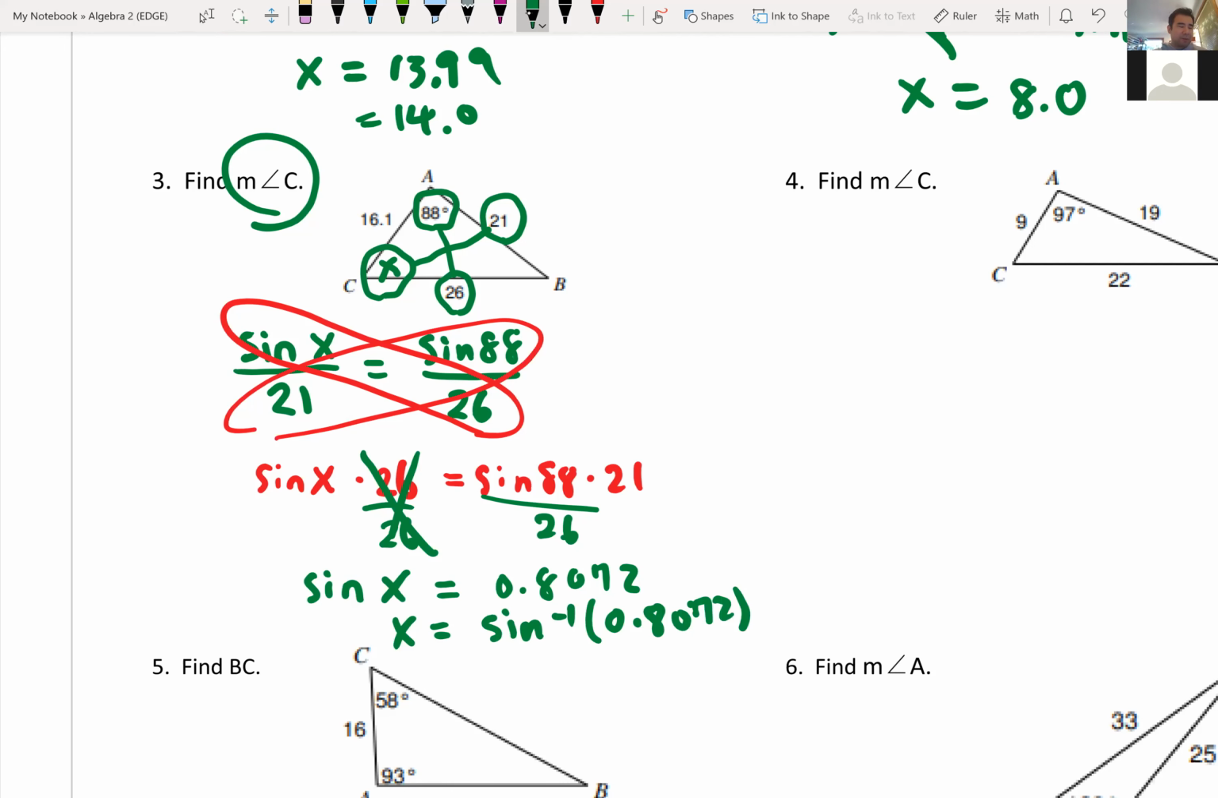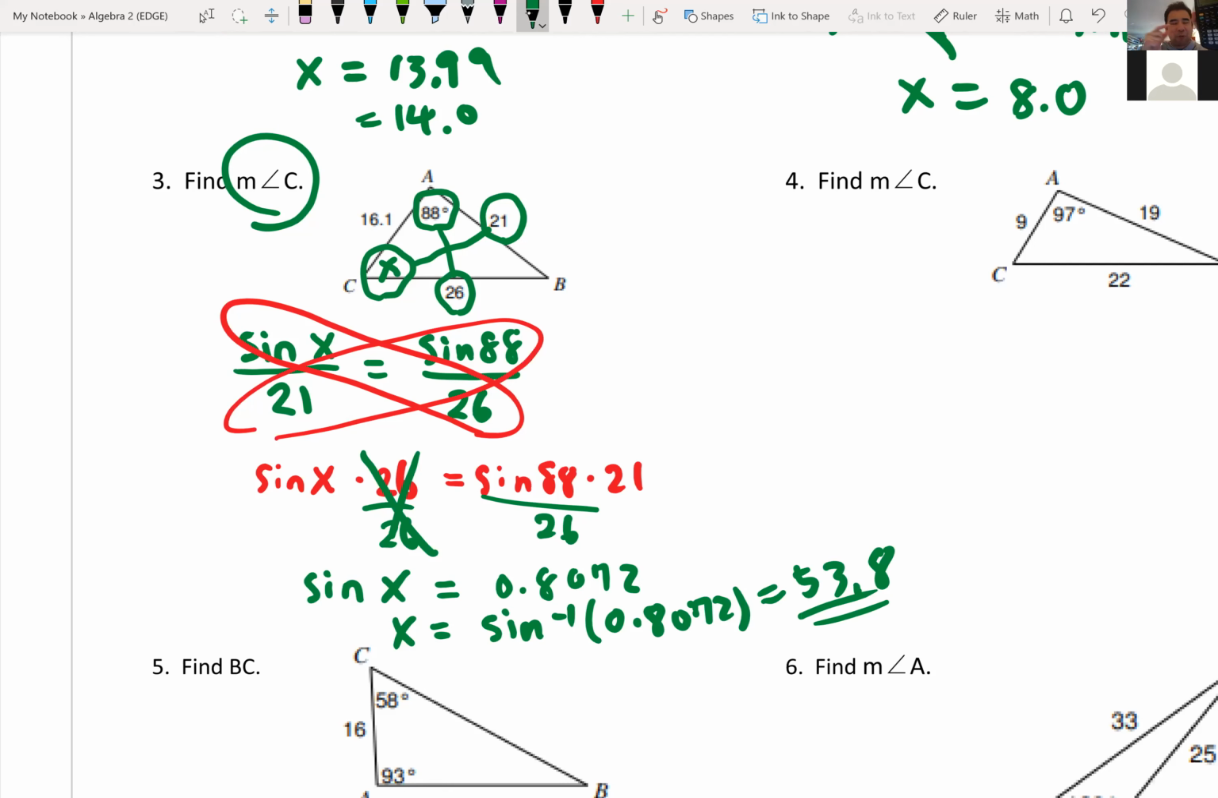Okay, so to find the X, the final step will be inverse sine of 0.8072. So I'm going to do inverse sine of that X button. Now you get 53.8.